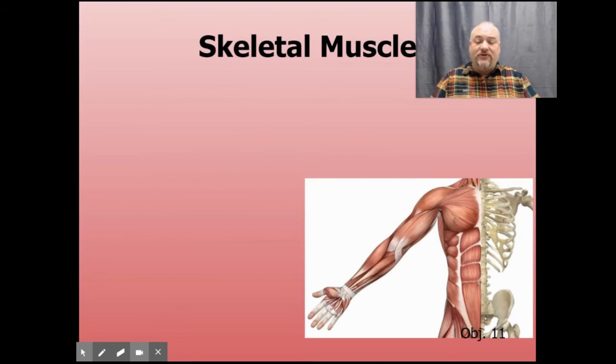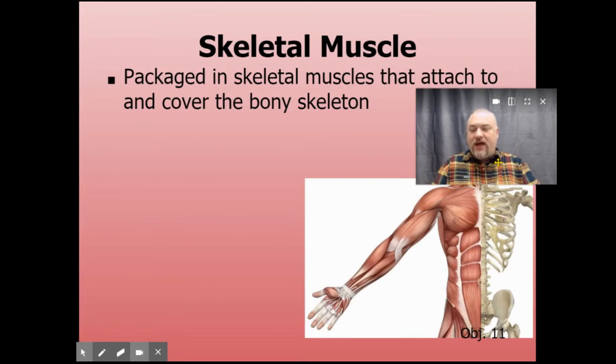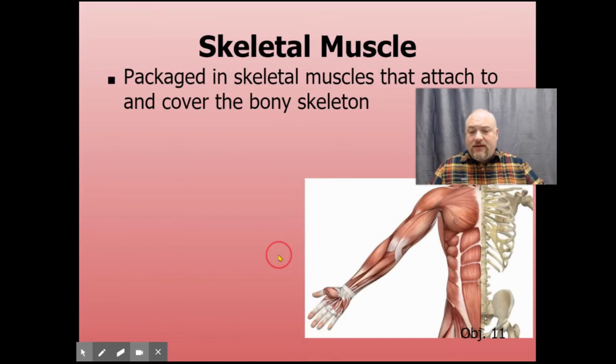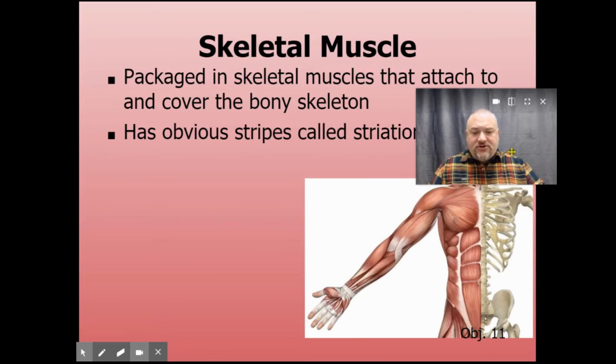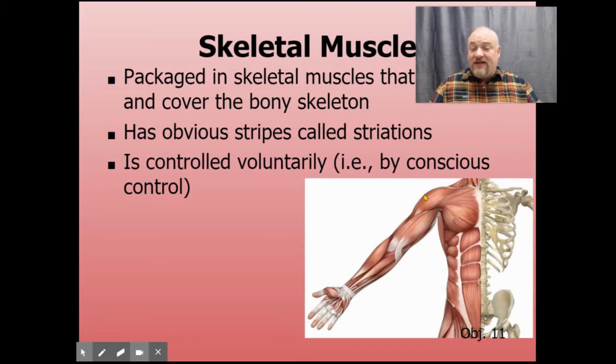Okay, so let's take a look at skeletal muscle first. Packages of muscle that attach to and cover the bony skeleton, hence the term skeletal muscles, and they also will attach to skin as well. They have obvious stripes called striations, which we noticed in our histology unit. It is voluntary control. In other words, we have conscious control over it. So I can choose to bend this finger or unbend this finger. I have the choice. I have the control of it. I'm aware of it, and I can control it.